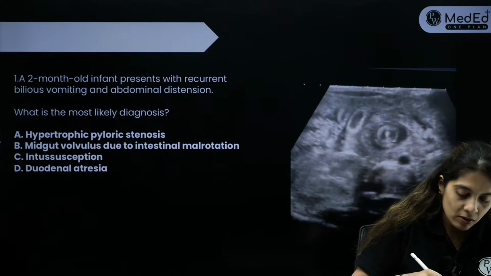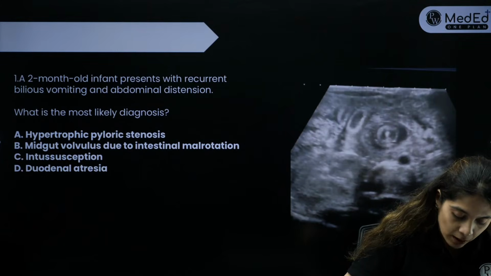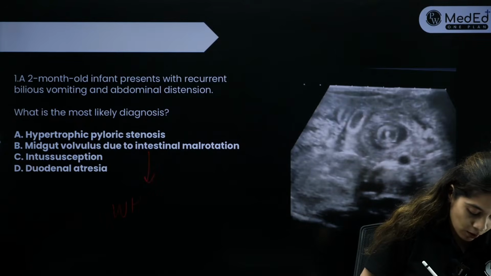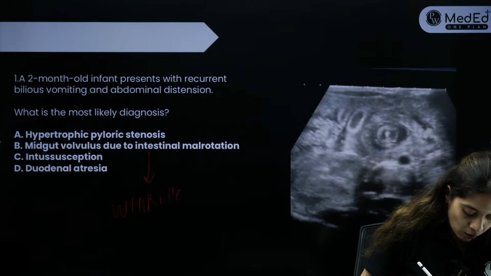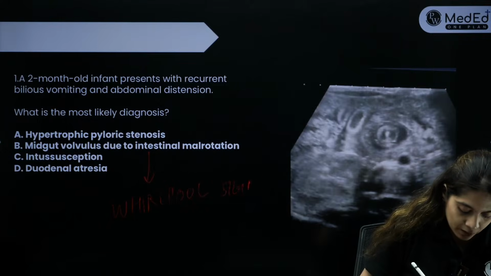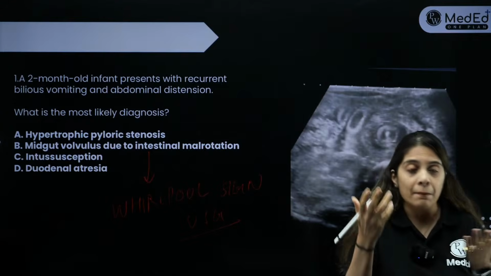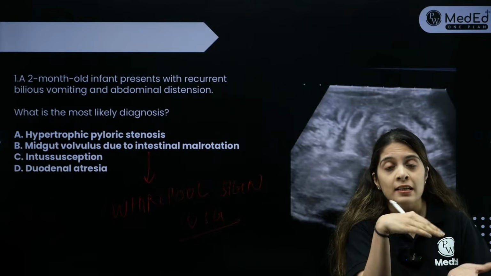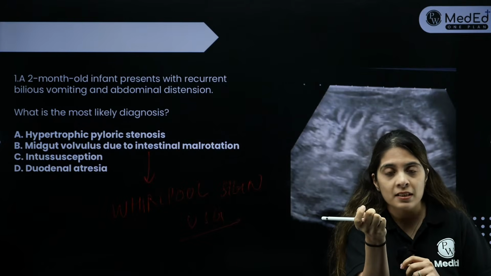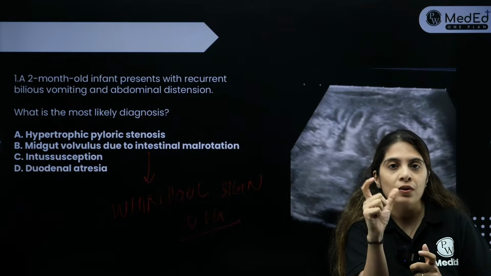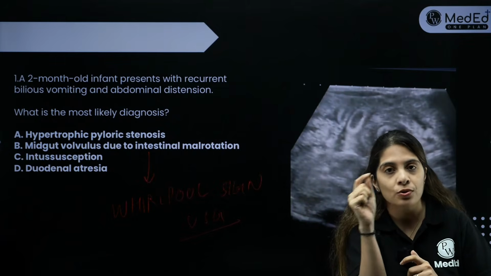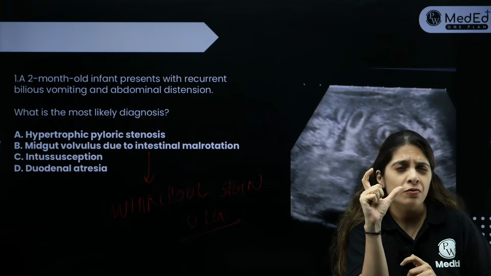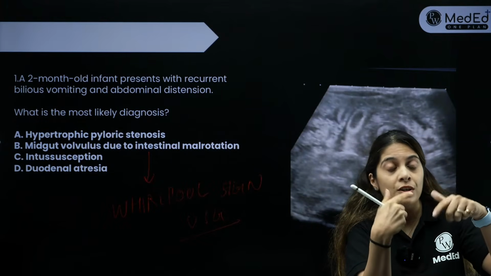So which particular sign are we seeing over here? This is the whirlpool sign on ultrasound. What happens in the whirlpool sign? First of all, what happens in intestinal malrotation? We know that there is failure of counterclockwise rotation of the bowel around the superior mesenteric artery during development, right? Because of this, the DJ flexure is not going to cross towards the left side. It will be on the right side. That predisposes to a very short mesentery. Because of this, the bowel is going to twist.